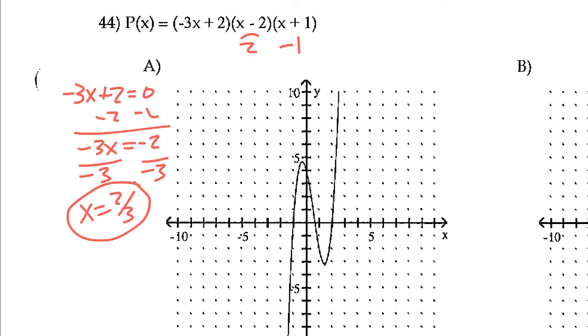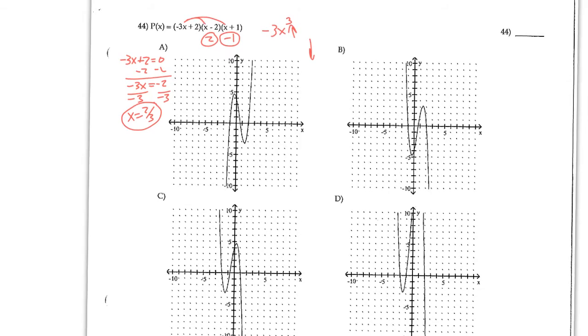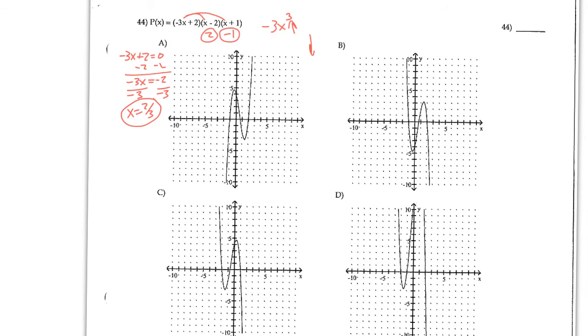Okay, so looking for things that have zeros at those locations, and also looking that the dominant term, if we multiply a negative 3x, an x all together, we get negative 3x cubed, and that would be down to the right and up to the left for end behavior. And so therefore we're looking for a graph that goes down to the right and up to the left. That eliminates A, and that's about all.